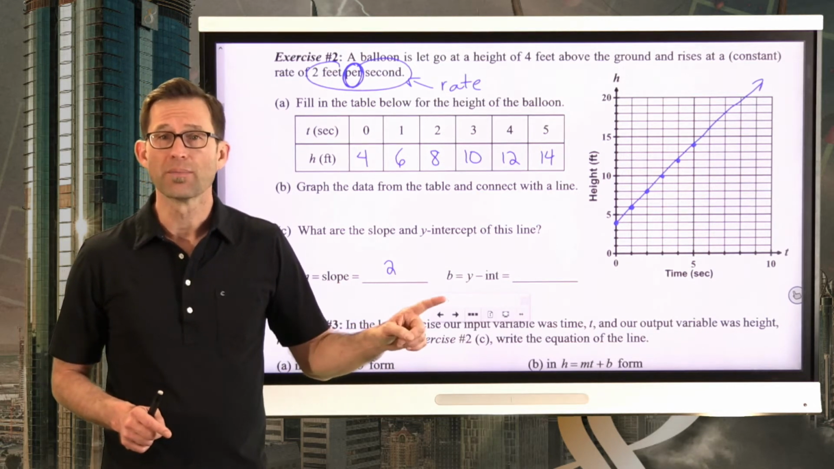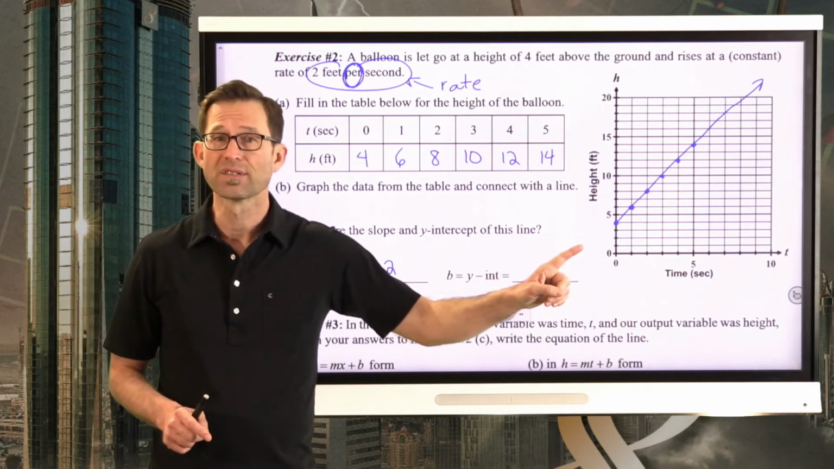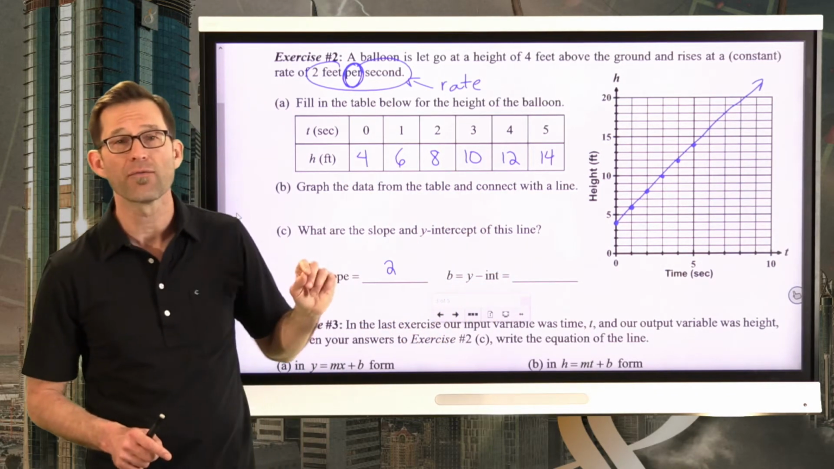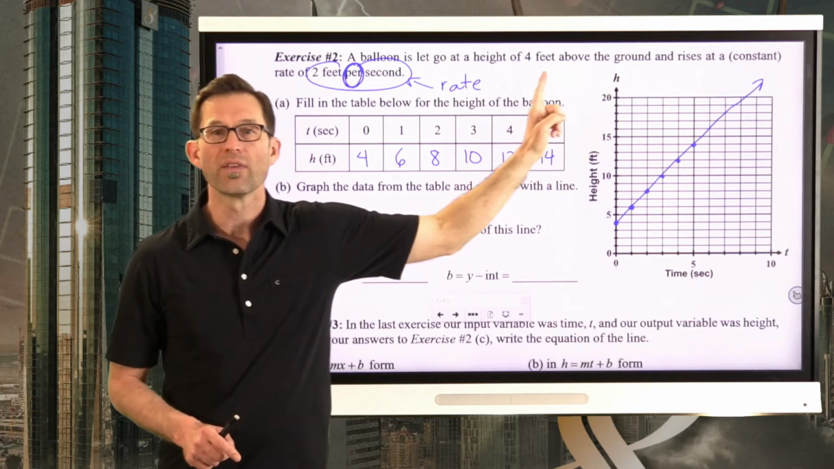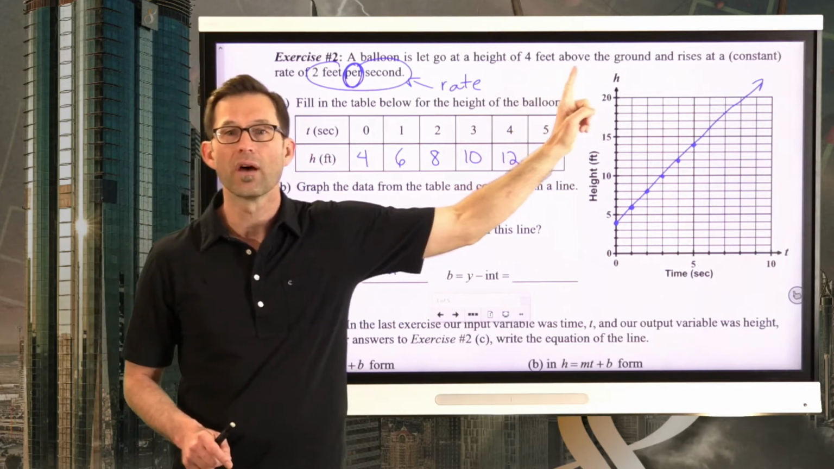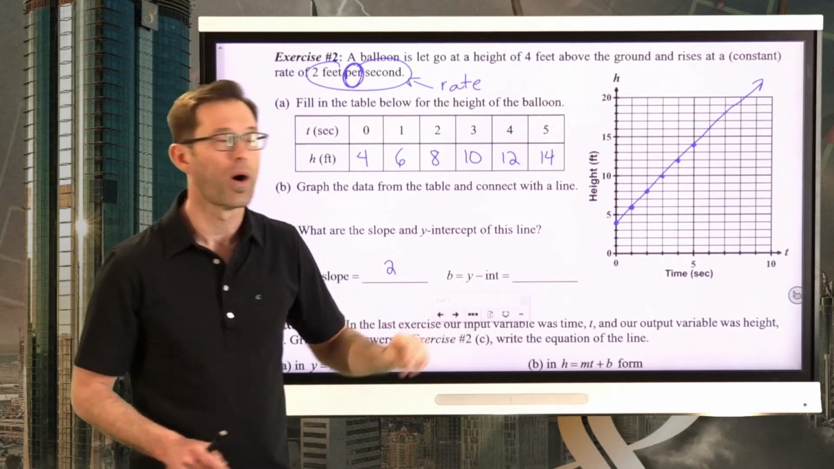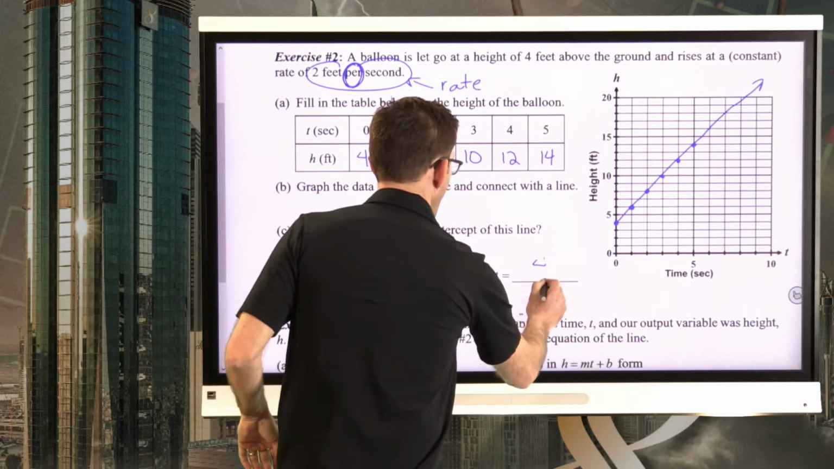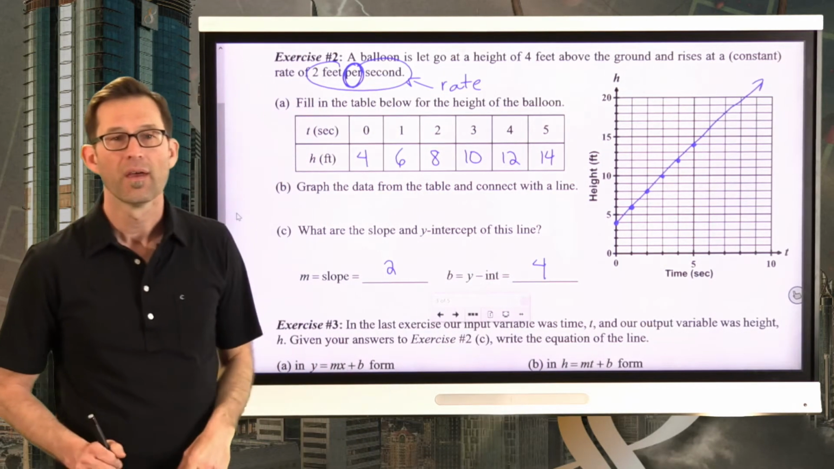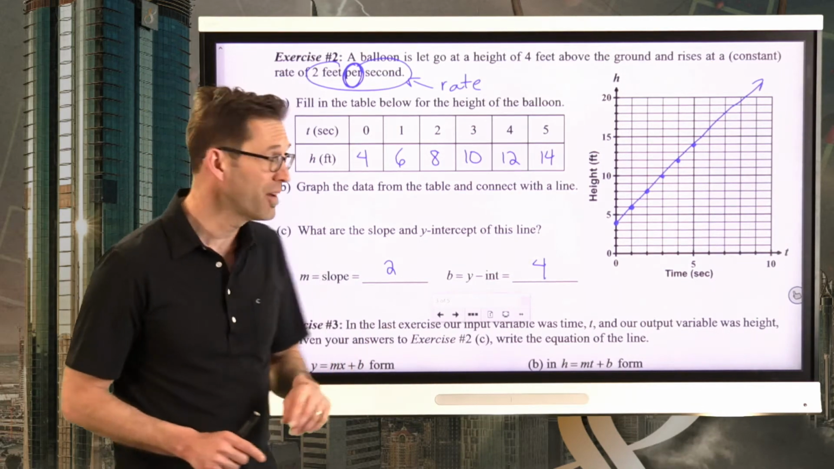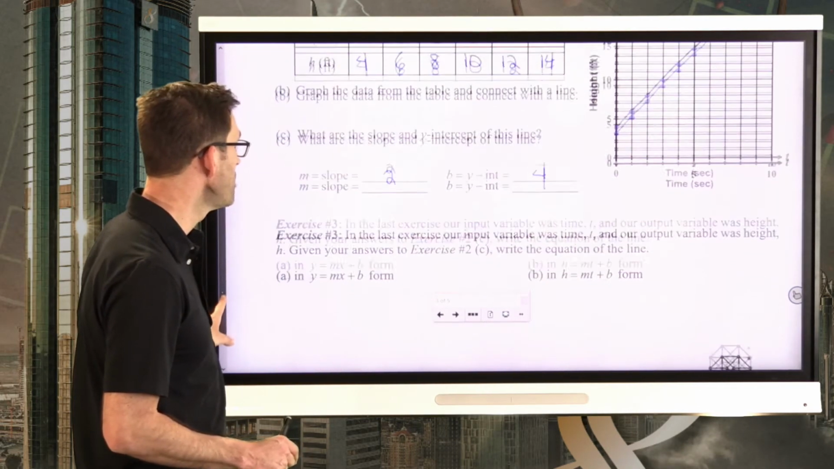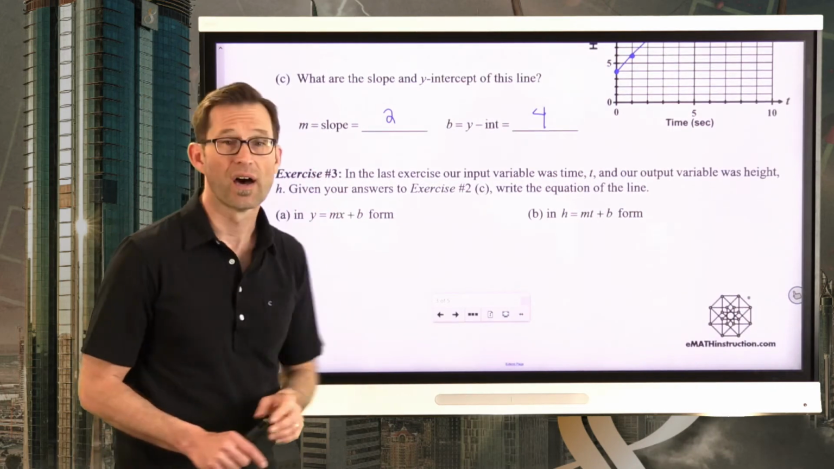Now, the y-intercept is, of course, where the line crosses the y-axis, or better yet, for a linear function, it's where the function begins, right? The function begins at 4 feet above the ground. That's your y-intercept, 4, okay? Now, we can do some things with the slope and the y-intercept. And in fact, we're just going to keep on working on exercise number 3.